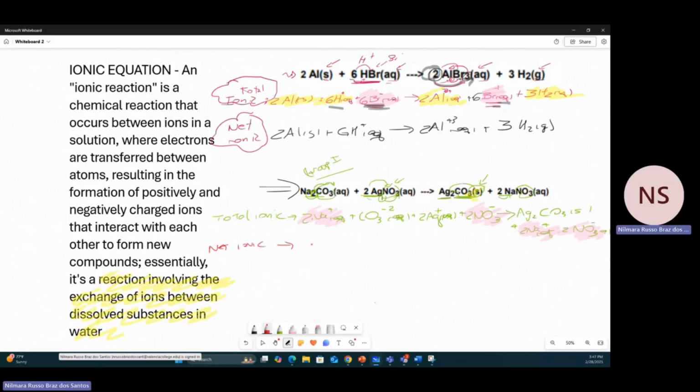So it will be CO3 carbonate, right? Plus 2 silver, right? Equals over here, giving silver carbonate, solid. Good. This can be on the test, and I hope you understand. If you still have a question, please let me know.